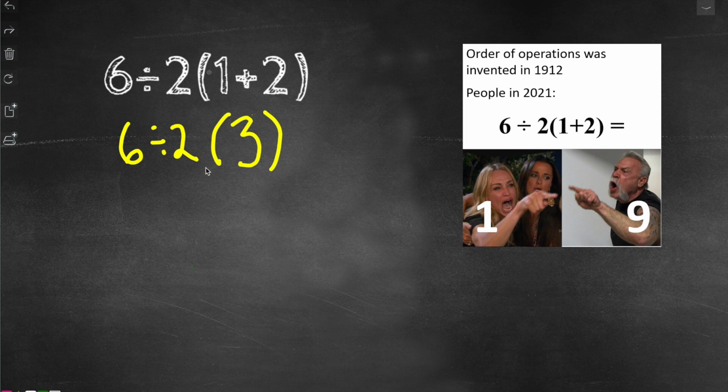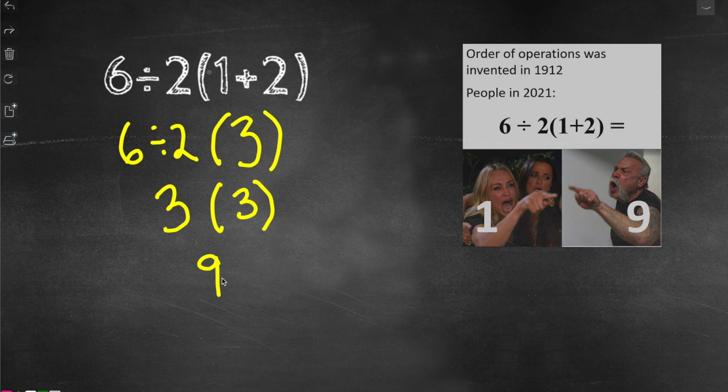The next step I do is order of operations. From left to right is my division. My division comes before my multiplication. So 6 divided by 2 is 3. And my 3 drops down in parentheses. Remember, this means to multiply, and 3 times 3 is 9. So my answer is 9 on my meme.